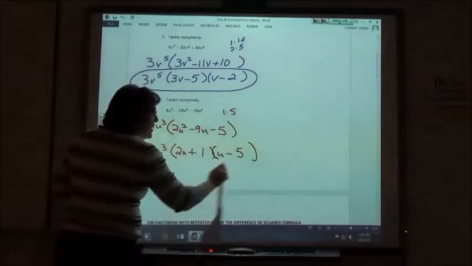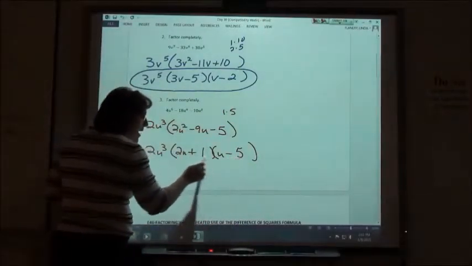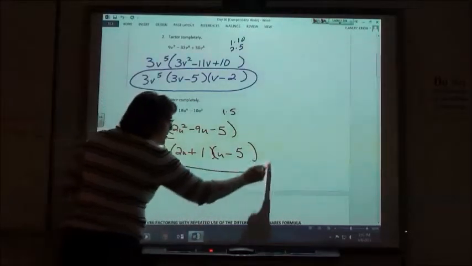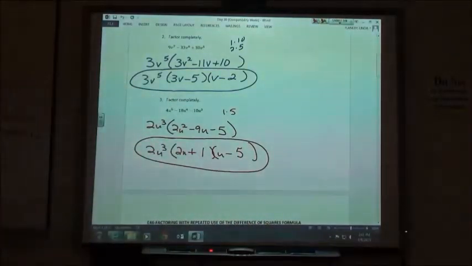So it's a matter of guessing and checking till you find the outside plus the inside products that add up to the middle. So 2u to the third times 2u plus 1 times u minus 5 would be my answer.